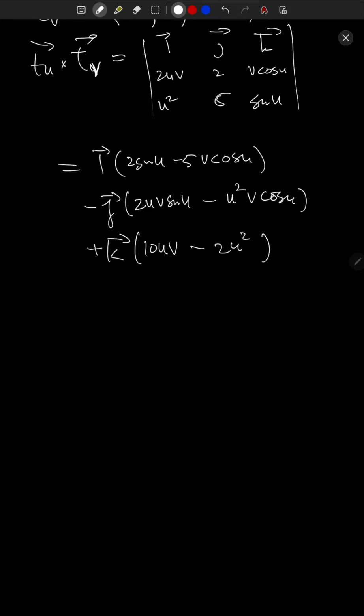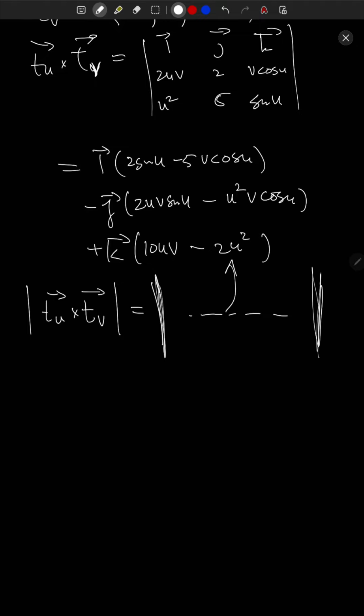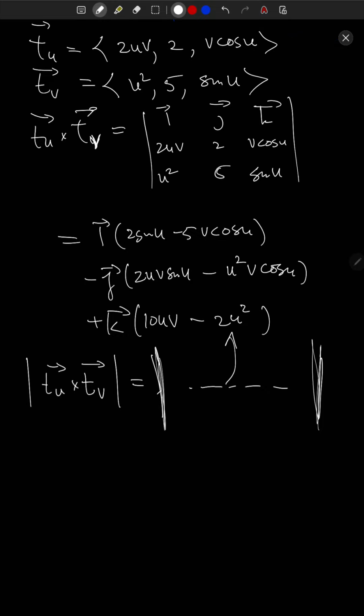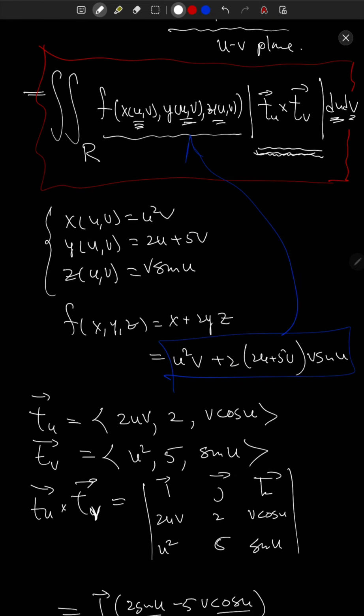Our compensation factor is not a vector, it's a function, so we want the length of that. So that's going to be the length of this vector right here. It's going to be somewhat horrible for this particular example. There's nothing you can do about that. Once we've taken the length, you're going to have a function in terms of u's and v's. And that function goes right there. That function goes right there.